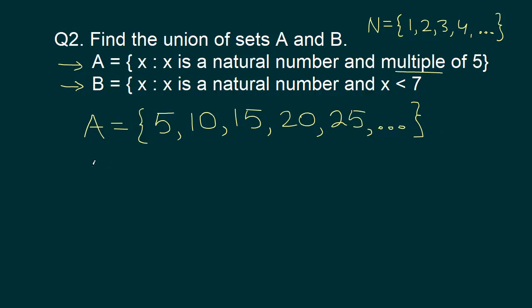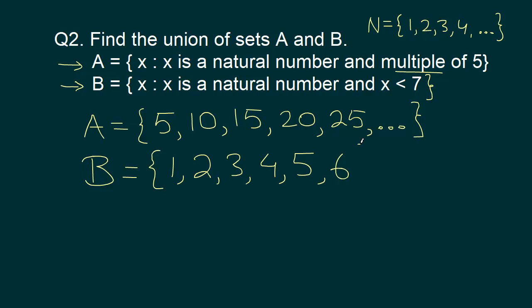Now let's write the same for set B. So what is set B? Set B contains element X where X is a natural number and X is less than 7. We should have put a parenthesis here. So X is a natural number less than 7. That means we have to write this as 1, 2, 3, 4, 5, and 6. We stop here. Now we have to find out A union B.